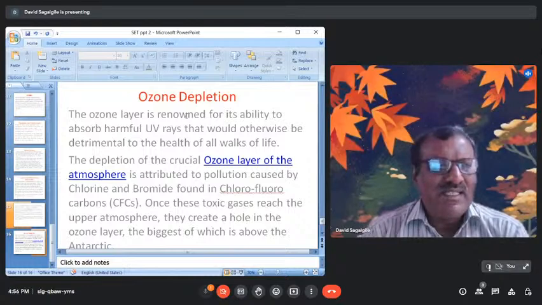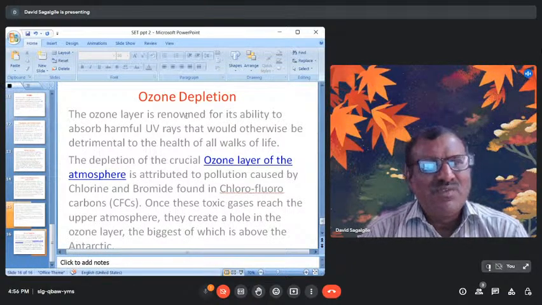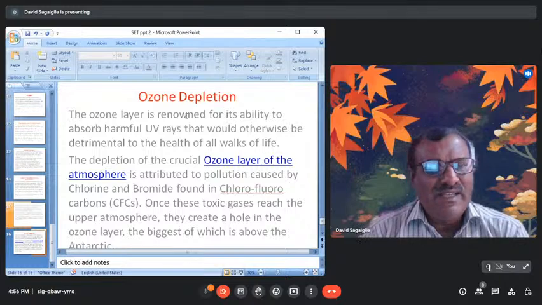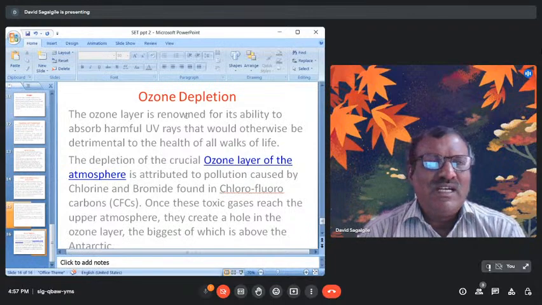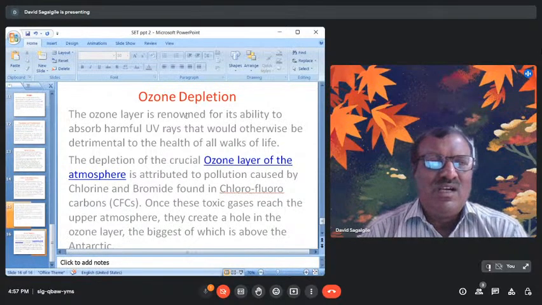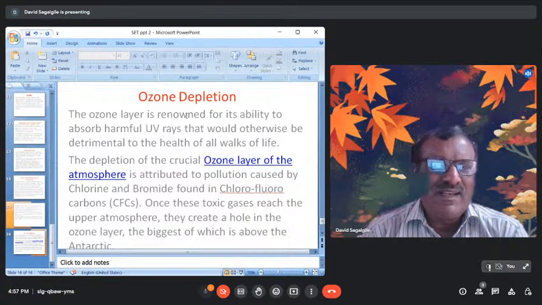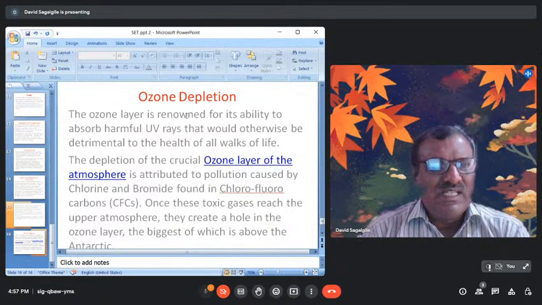Once these toxic gases reach the upper atmosphere, they create a hole in the ozone layer, the biggest of which is above the Antarctic. So we see these particular gases, the chlorofluorocarbons, CFCs, are released from the earth through the industries. They rise up into the atmosphere and they create a crater in the ozone layer. Because of this hole, the ultraviolet rays of the sun directly strike the earth's surface, and so many deadly diseases are caused. The biggest depleted ozone hole is in the Antarctic.